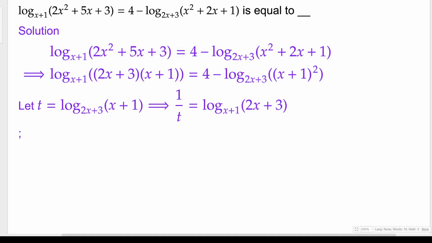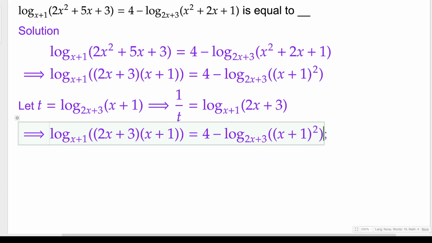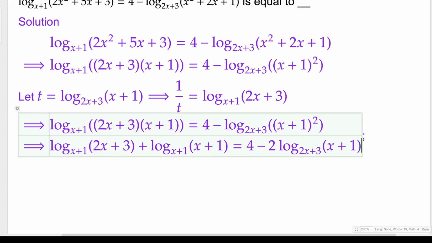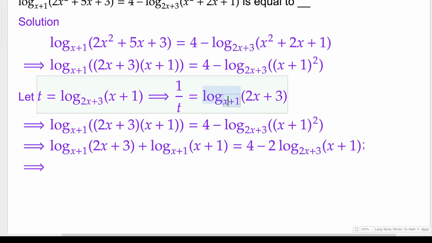Now I'll use the property of log, that is product to sum. This is the product and I'll jump to sum. So this can be written as log of x plus 1 in the argument 2x plus 3, plus log of x plus 1 in the argument x plus 1, and this will be 4 minus log of base 2x plus 3. If you observe this power 2, it can be directly brought down, and the argument can be written as x plus 1 as it is. Now I'll make smart replacements. You can observe clearly that log of base x plus 1, argument 2x plus 3, can be substituted by 1 by t.